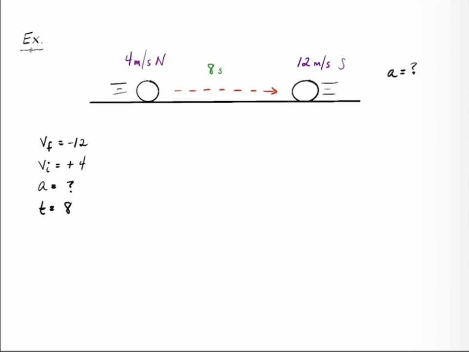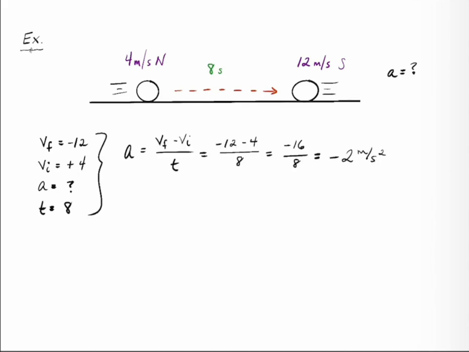So at this point, if I've accounted for my directions correctly and I have all the right values, I can take out my acceleration equation, plug in what is known, and in this case, the final velocity is negative 12, and I'm subtracting from that a positive 4. That gives me a total of negative 16 in the numerator, divided by the 8 in the denominator, gives me negative 2 meters per second squared.